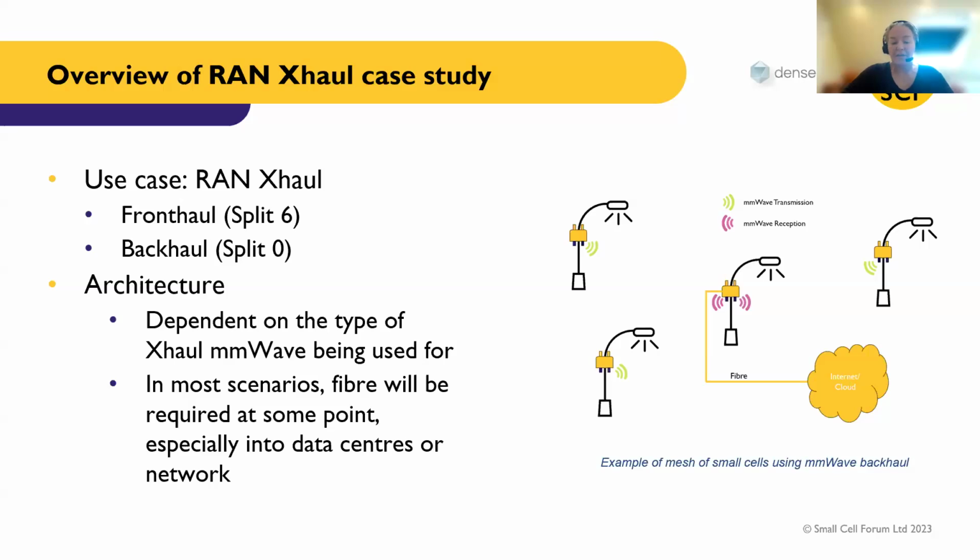The architecture will depend on what type of crosshaul you're using the mmWave for. But as I said before, in most cases, if you're using it for backhaul, you are pretty much always going to need fiber at the end point, from at least one node B.